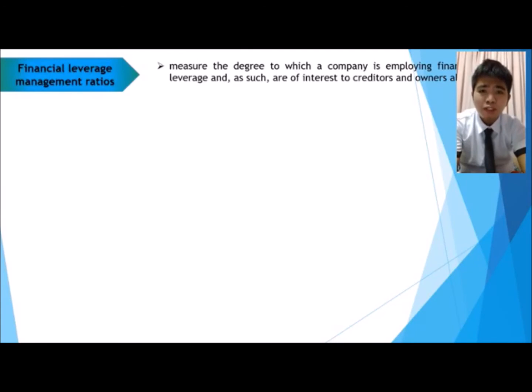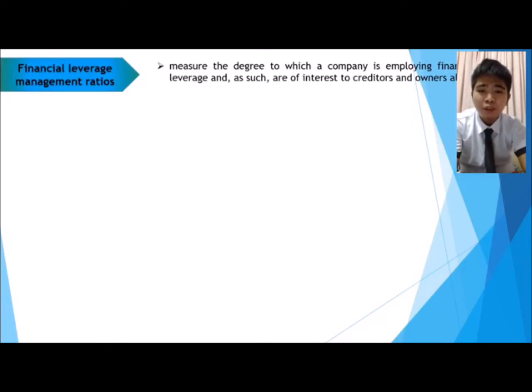So if you are unfamiliar with financial leverage, it is the use of borrowed funds to finance the purchase of assets. So the financial leverage management ratios also show how much of the company assets belong to the shareholders rather than to the creditors. When the shareholders own a majority of the company assets, the company is said to be less leveraged, which is good. However, when the creditors own a majority of the company assets, the company is said to be highly leveraged, which is not desirable.